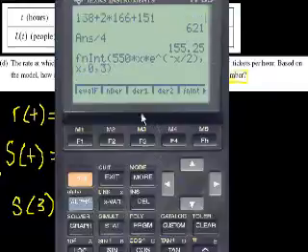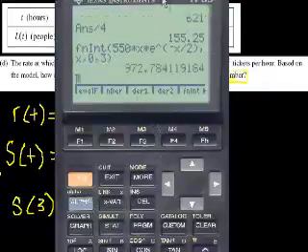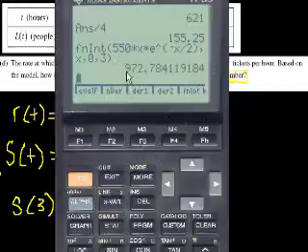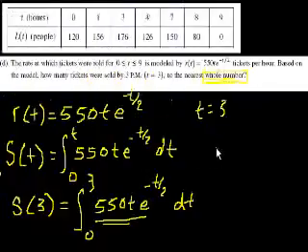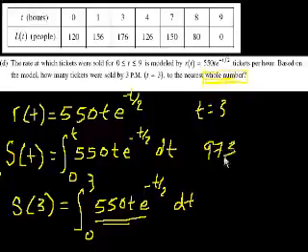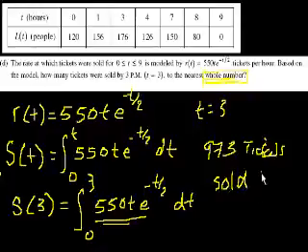Click enter, let the calculator do the work. This would have taken you quite a while if you had to actually do the integral yourself. 972.78. And they want us to round to the nearest whole number. So the nearest whole number is 973. So we say 973 tickets sold by 3 p.m. And we're done.